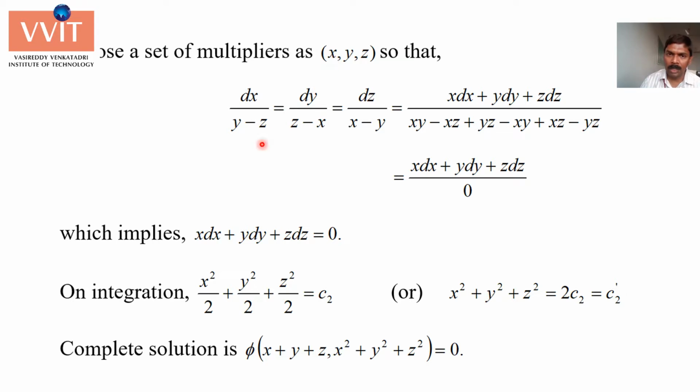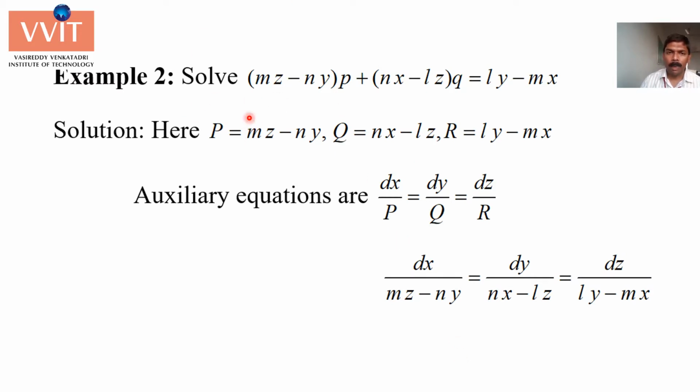So x into p, y into q, z into r. This is what you get. All the terms are going to get cancelled and we get 0. This is the equation we need to integrate. This is the integration and this is the second part. Final solution: first part, comma, second part equal to 0.